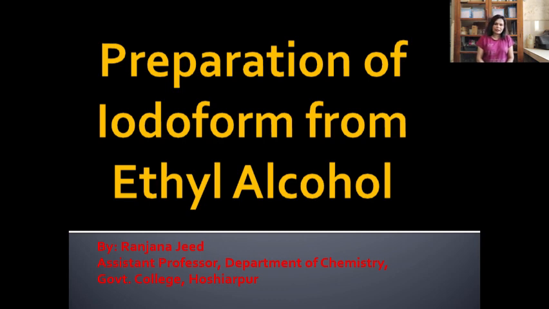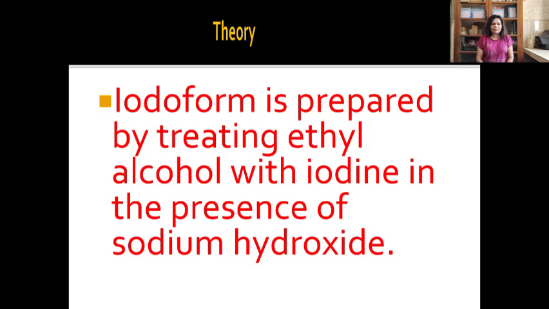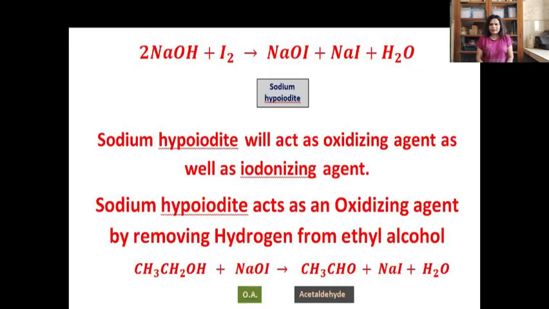In this practical class, we will prepare a pure sample of iodoform, that is CHI3, from ethyl alcohol. Now, what is the theory of this preparation of iodoform from ethyl alcohol? We will treat ethyl alcohol with iodine and sodium hydroxide. As the reaction is exothermic, we will cool the reaction mixture at time intervals and will ultimately get iodoform as yellow crystals of CHI3. Along with that, we'll get sodium formate, that is HCOONa.